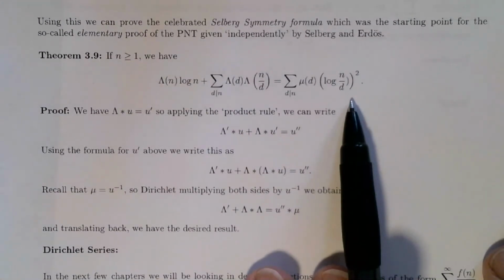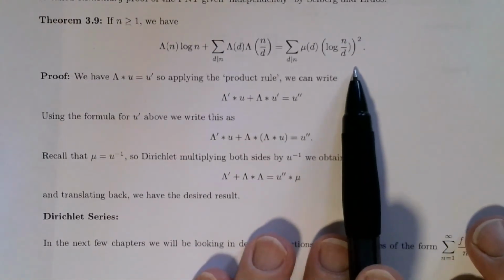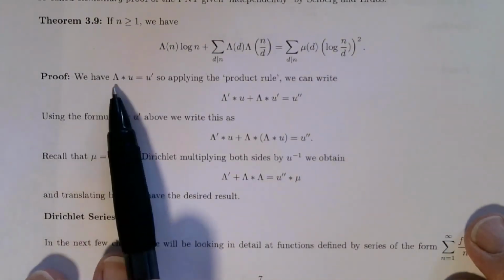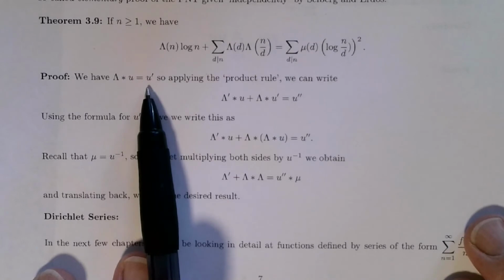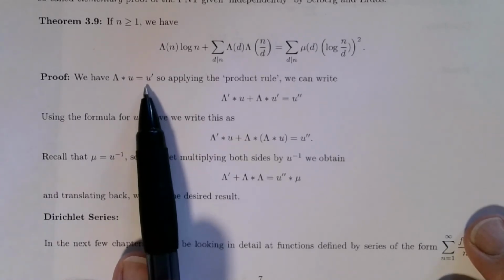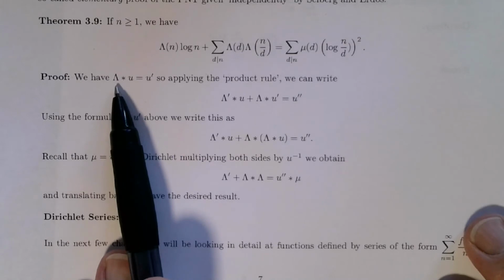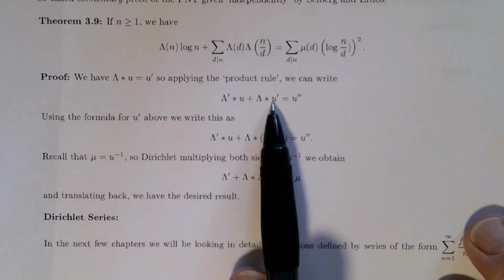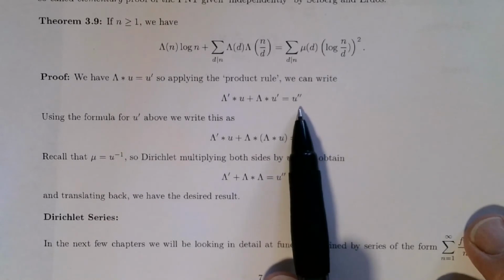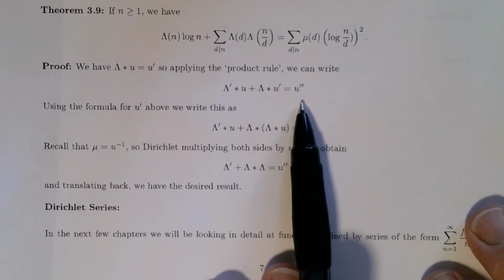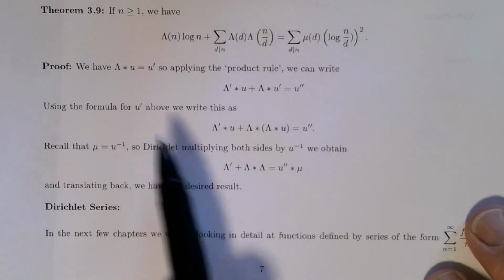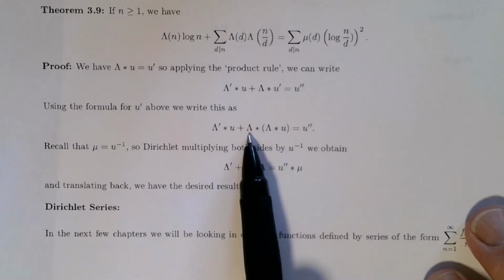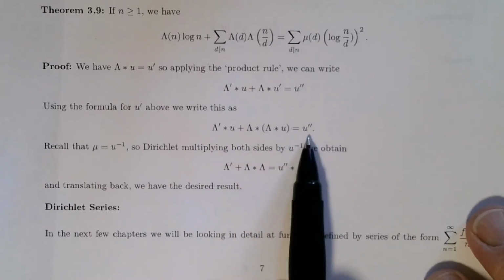And we can actually get this really nicely, again using the power of the symbolism and this lovely Dirichlet product and derivative. Now, we've seen that lambda star u is u dashed, which we saw above. And so applying the product rule, we take the derivative of that times that, plus that times the derivative of that, is the derivative of that. So that's u double dashed. Now we had a formula for u dashed above, so I can plug that in, and I get lambda dashed plus lambda star u is u double dashed.